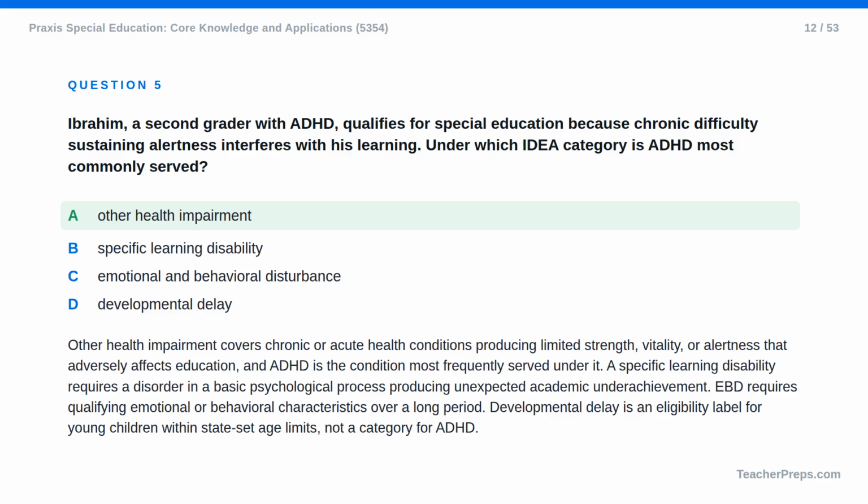Other health impairment covers chronic or acute health conditions producing limited strength, vitality, or alertness that adversely affects education, and ADHD is the condition most frequently served under it. A specific learning disability requires a disorder in a basic psychological process producing unexpected academic underachievement. EBD requires qualifying emotional or behavioral characteristics over a long period. Developmental delay is an eligibility label for young children within state-set age limits, not a category for ADHD.